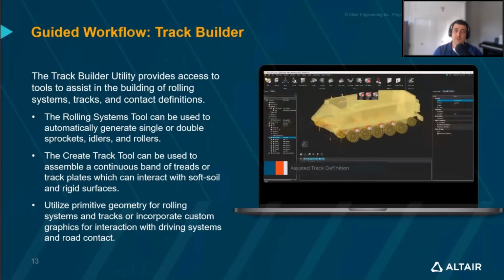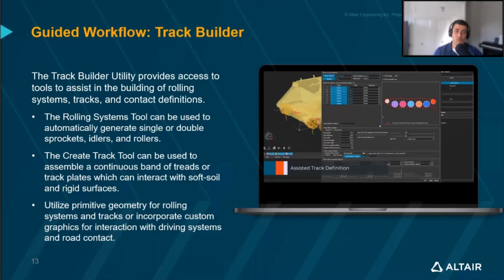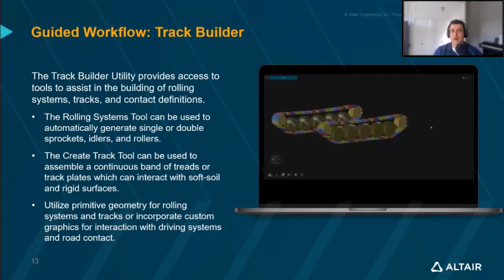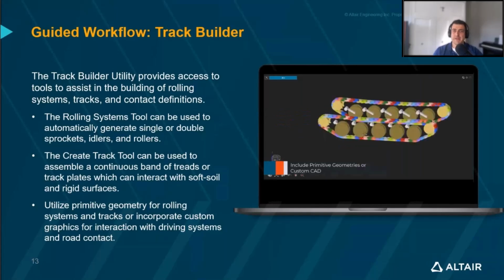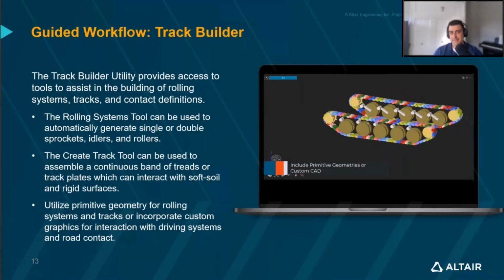Now, step 2 helps you wrap the rolling systems with a track, once again defined using primitive graphics or custom CAD. Based on the definition, the tool will let you know if the track will be long enough to complete the wrap based on the number of links, link geometry, and some other feedback as well. These can also be completed as a singular wrap or symmetrical wrap to further shorten the definition time.